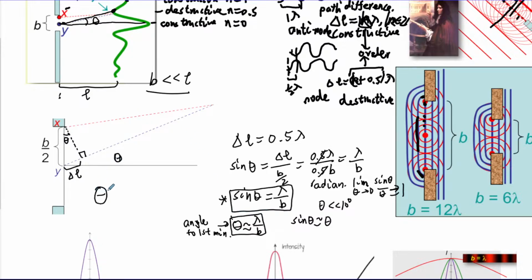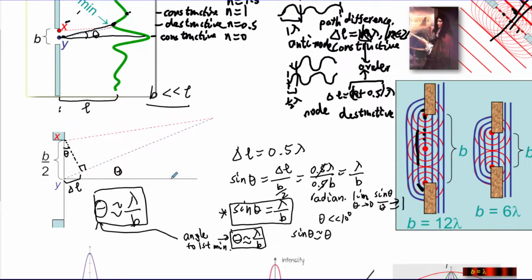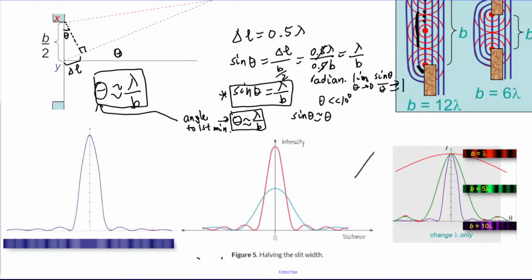And this is the angle to the first minimum, and this formula is for single slit diffraction. Now, this is just an estimation, but even with this estimation, it can give us a lot of insight into what we expect to see when we adjust the values of the wavelength and the slit opening, as you can see at the bottom of the screen here.